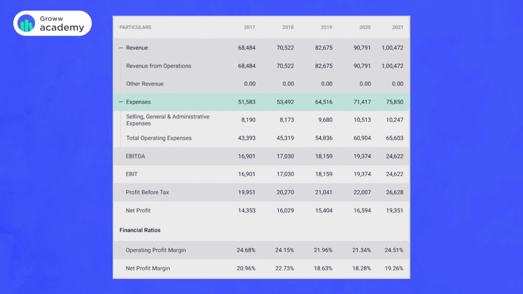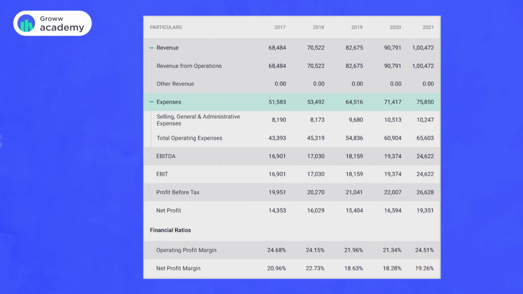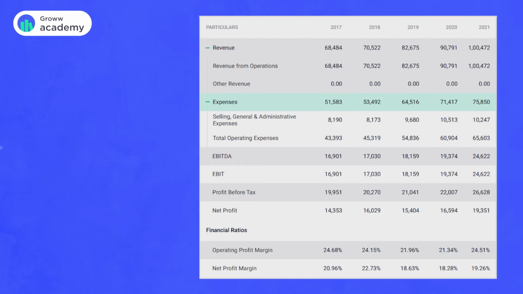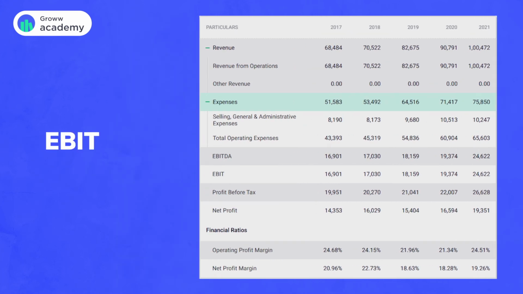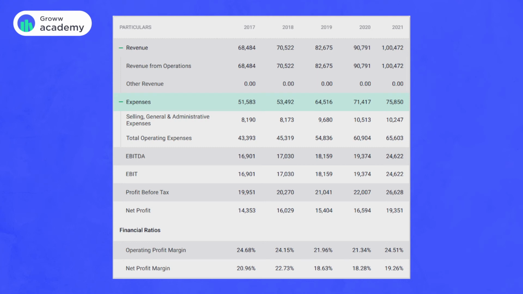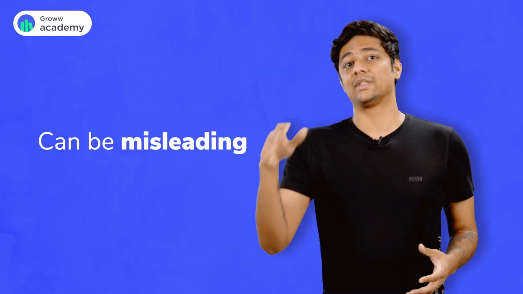However, the rise in net profit hasn't been proportional to that of the revenue, because it has increased from 14,353 crores to around 19,000 crores. Now, we have already covered most of the terms that you see here except EBIT. EBIT is nothing but earnings before interest and tax. Now, it is also used to measure a company's performance. However, it can be misleading because it excludes interest expenses. This means that a company with a lot of debt or loan may have a very high EBIT, but the net profit may be considerably low.